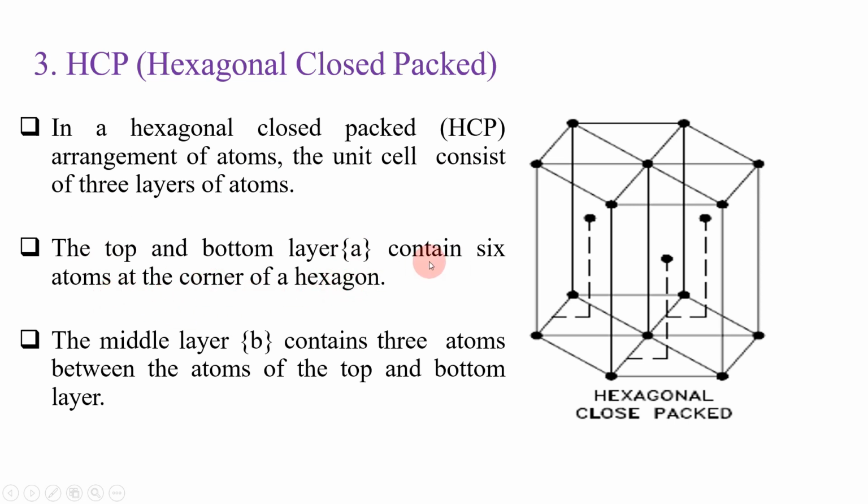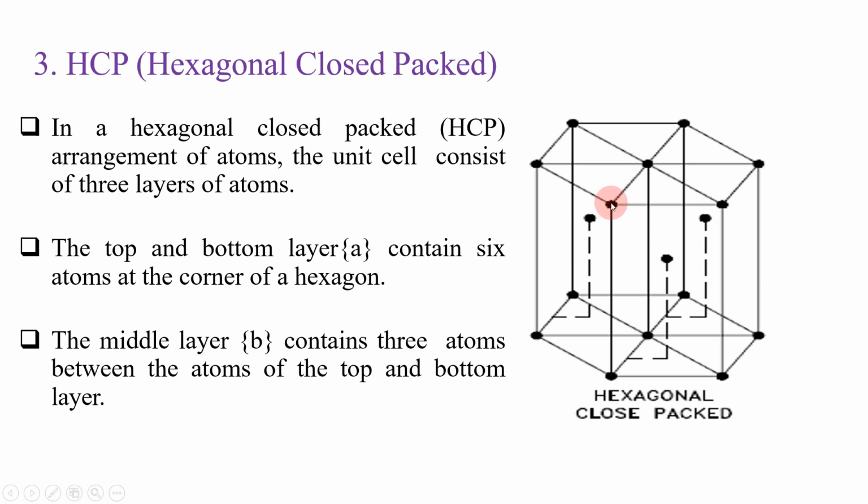Let's confirm it by diagram. It is written here, the top and bottom layers contain 6 atoms at the corners of a hexagon. First of all, I would like to tell you that this HCP lattice, the hexagonal close packed lattice, has a hexagon on the top and bottom face. So see how it is.